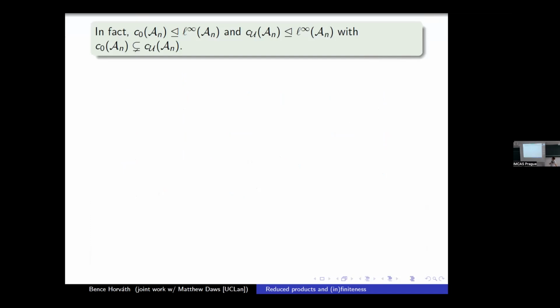So the C0 is a closed two-sided ideal in L infinity, and also the CU that I didn't define, apologies. This is also a closed two-sided ideal, and actually this C0 is properly contained always in this guy.